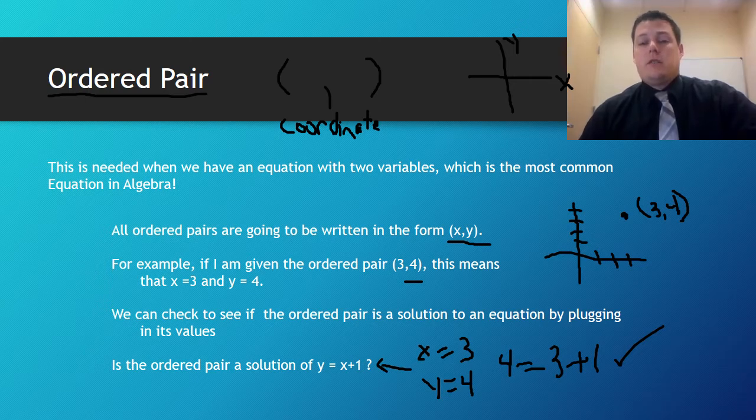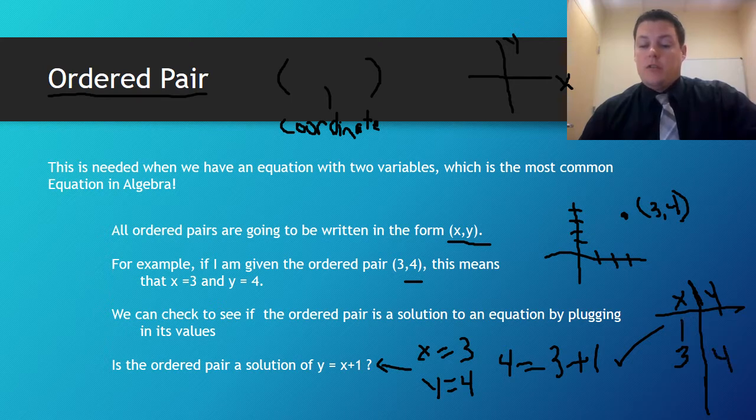Is there another solution? Well, we could find out by creating a chart. If we create a t-chart, we're going to put our x's on the left side and our y's on the right side. It's a t because it looks like a lowercase t. So for this problem here, we used 3 for x, and then y is 4.